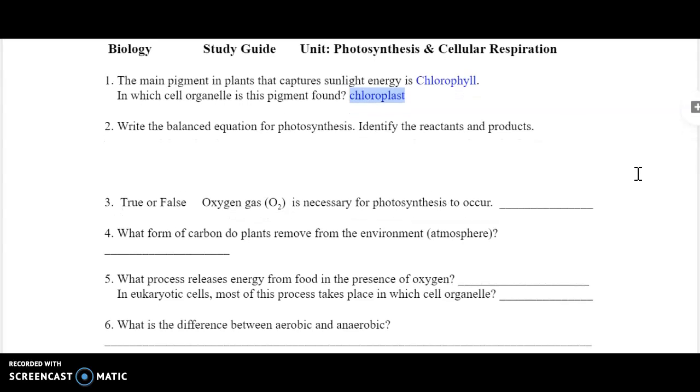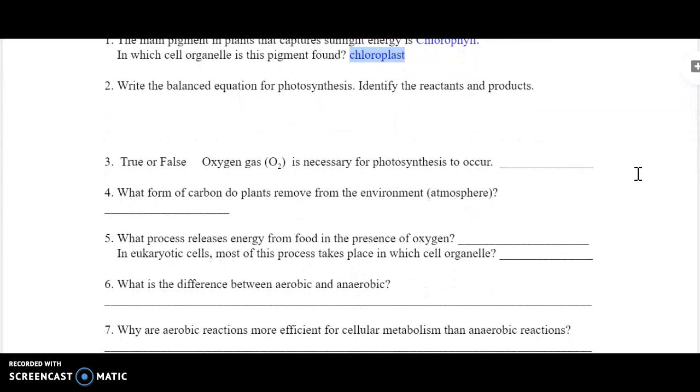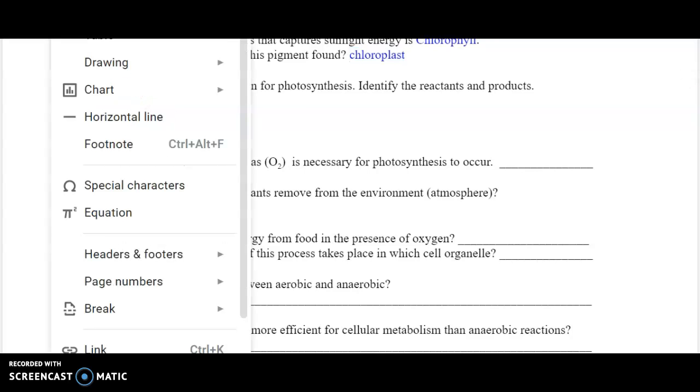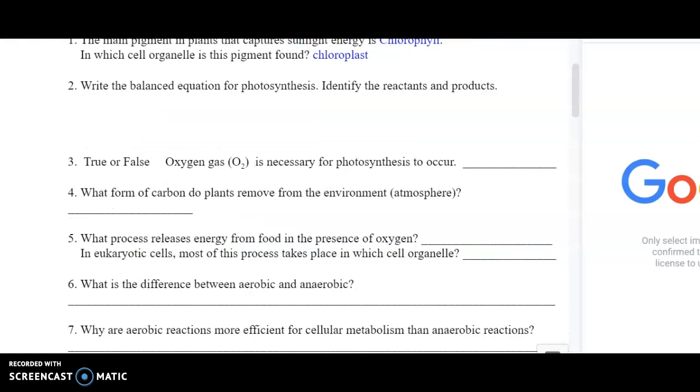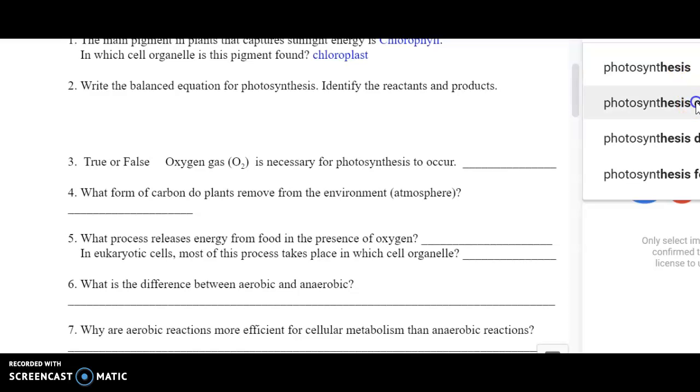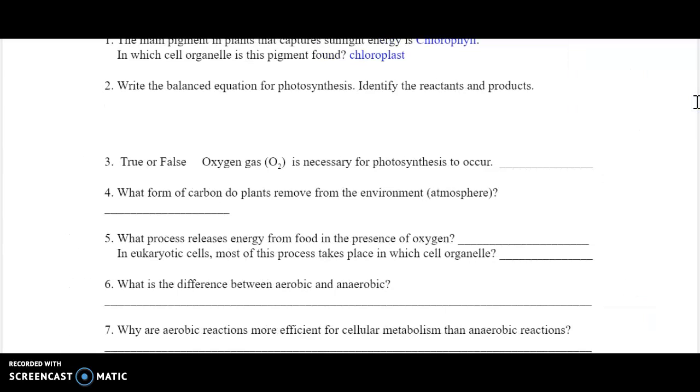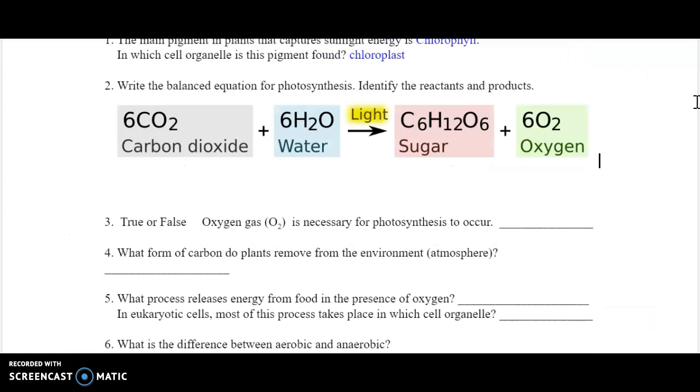Number 2 says write the balanced equation for photosynthesis. Identify the reactants and the products. Well, the easiest way to do that we found out was to go to Insert, Image, from the web. Photosynthesis equation. And here it is. It's a very nice equation right there.